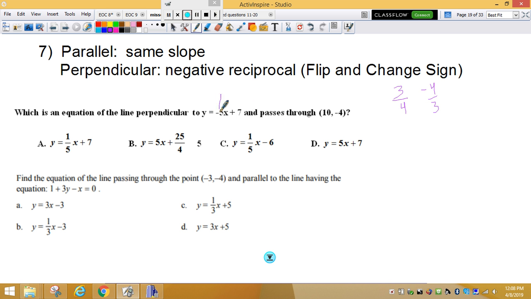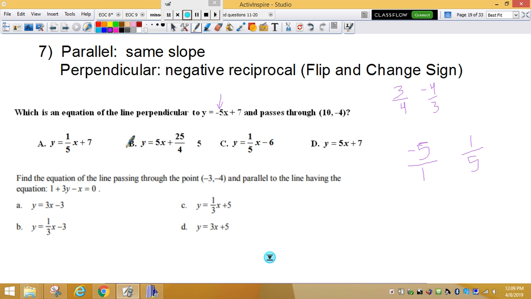Well, slope is always with the x. So here's my slope. It's negative 5. That means I want to flip it and change the sign. So if I have negative 5, you should be writing this down. Well, it's not a fraction, but I can turn it into a fraction by putting a 1 underneath. So if I flipped it, it'd become 1/5, and change the sign. So instead of a negative, it would become a positive. So I'm looking for a slope of 1/5.